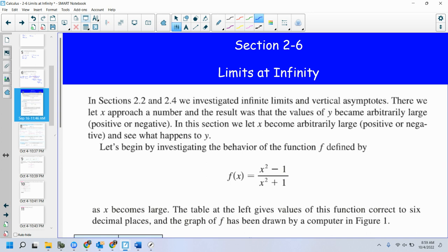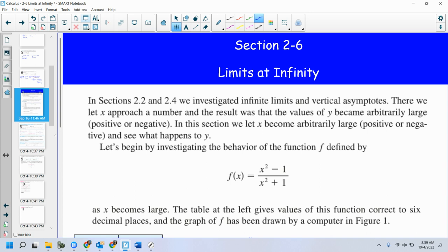In sections 2.2 and 2.4, we investigated infinite limits and vertical asymptotes. Now, we are going to have to be very careful about talking about infinite limits and limits at infinity. Those are two very different things. Infinite limits are when the output is infinity. Like, the limit as x approaches 2 is infinity means there's a vertical asymptote at 2. However, the limit at infinity is very different. The input is infinity when I talk about limits at infinity.